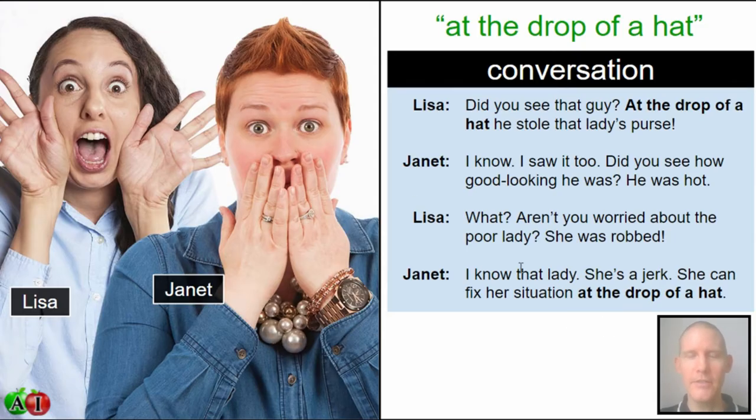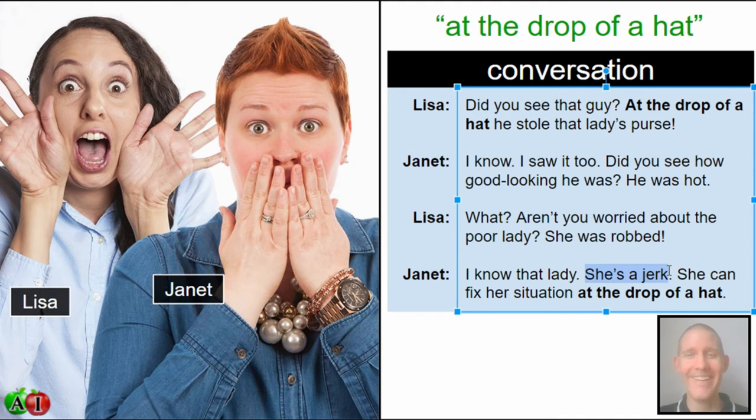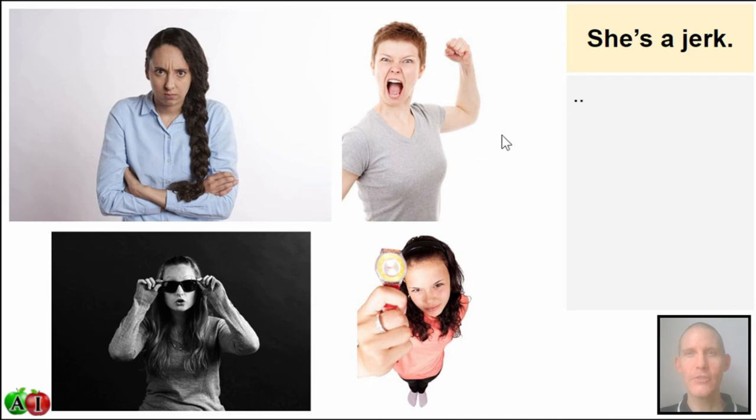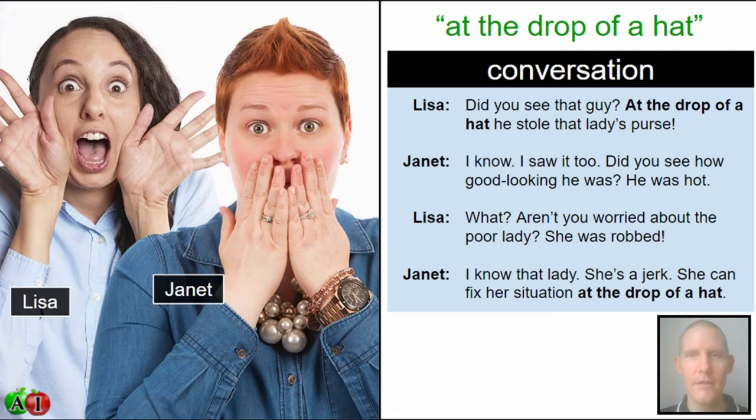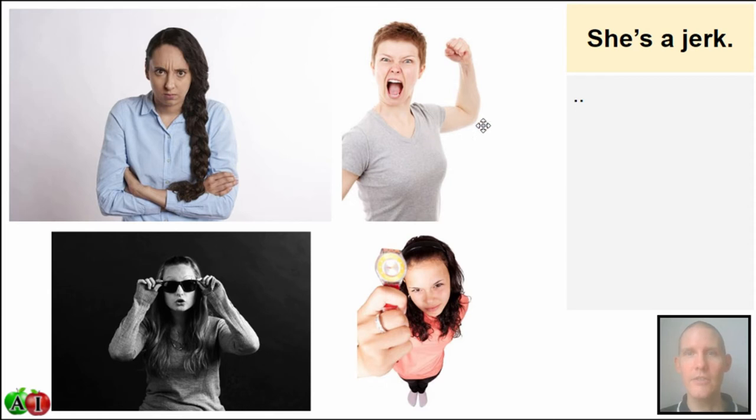All right, let's see. Janet says, I know that lady. So Janet knew the lady that was being robbed, right? And she's a jerk. So let's talk about what is a jerk. So in the conversation, it said, she's a jerk, right? And we're talking about the victim of the robbery, the person who had their money stolen, right? So I think it was Janet. Let's see. Yes, Janet said, she's a jerk.